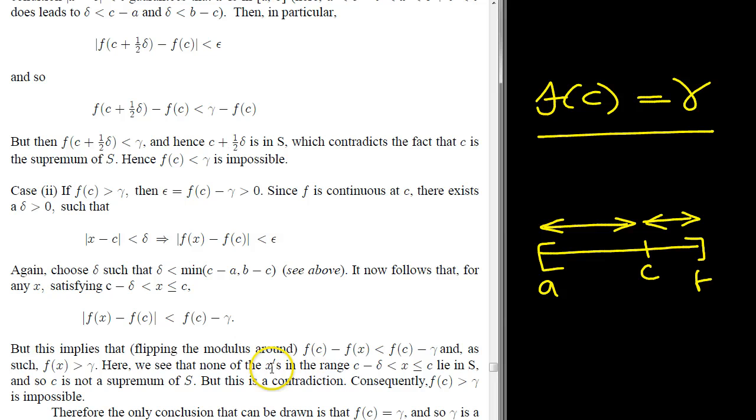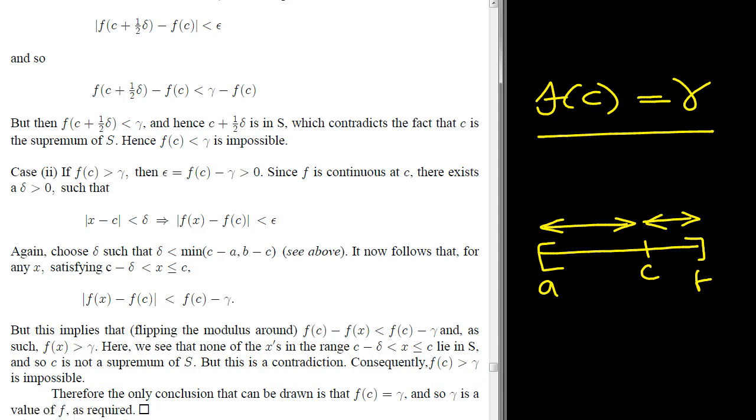Here we see that none of the x's in the range lie in S, because x satisfied this condition here. None of the x's here, because they're all f of x greater than gamma, lie in S. So c is not a supremum of S, is it? None of these x's lie in S, so c can't be a supremum, because this segment doesn't lie in S. But this is a contradiction, because c is the supremum. Consequently, f of c greater than gamma is also impossible.